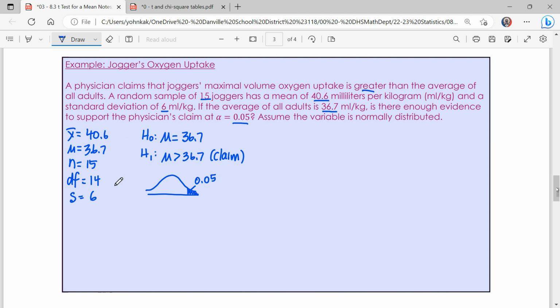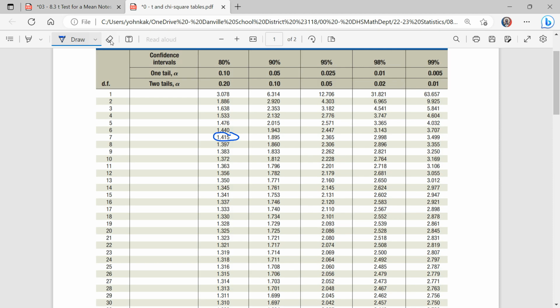Okay, so now we need a critical value. It's on the right-hand side, so it's going to be positive. So we need 14 degrees of freedom with 0.05 in one tail. So we're looking at 1.761.